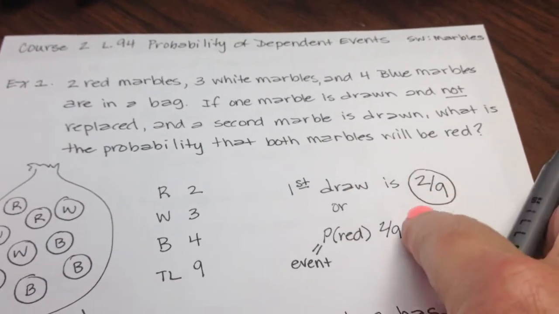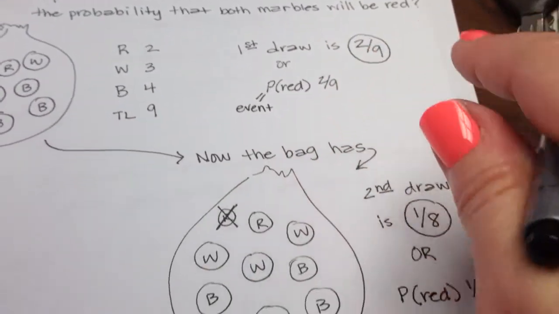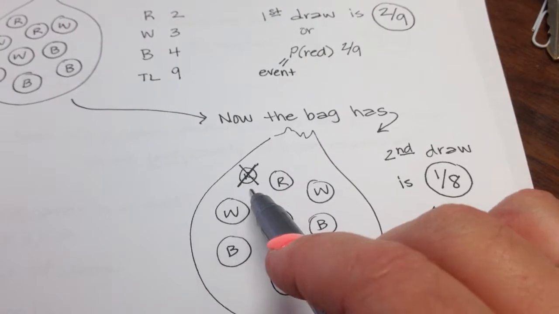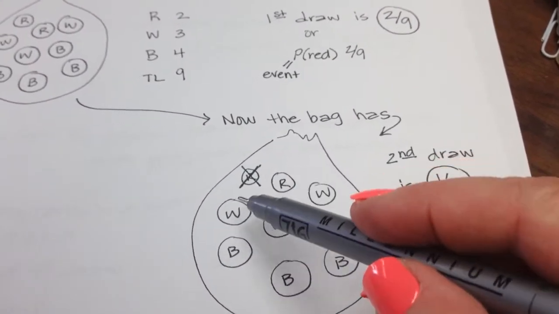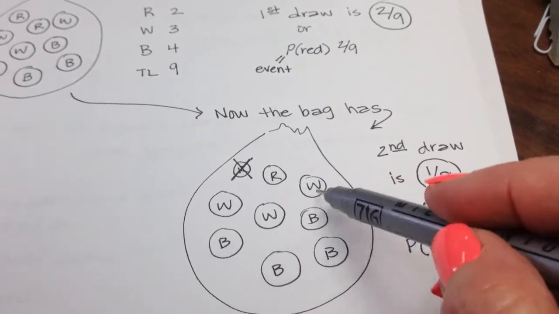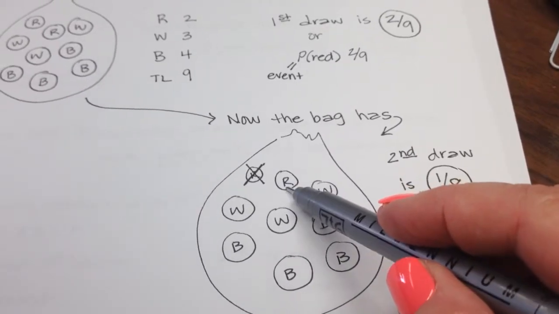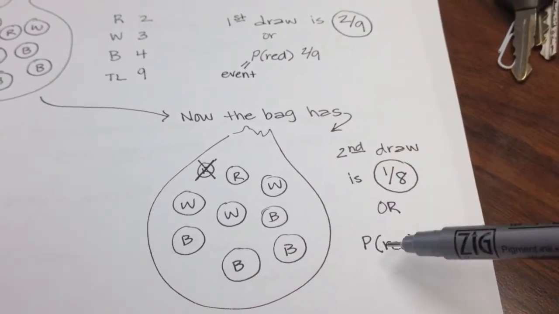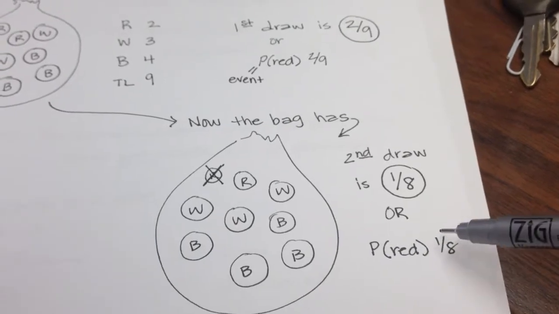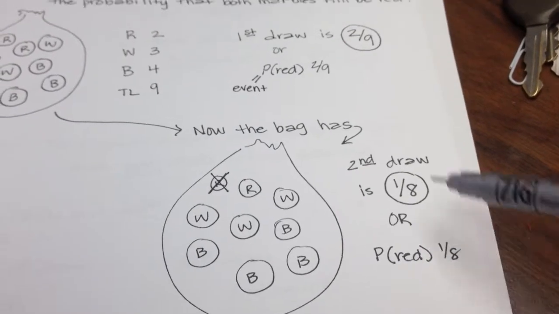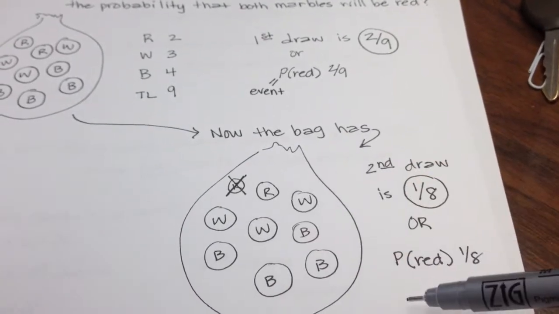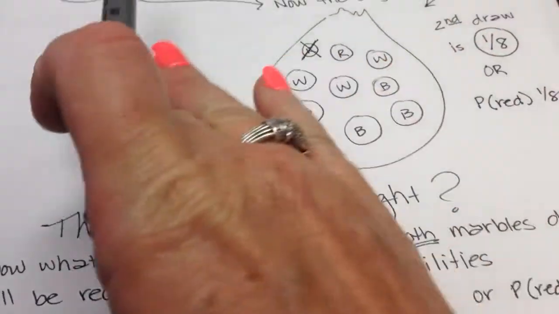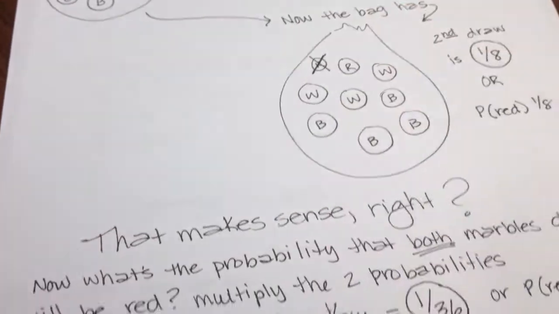Now, I'm not putting that marble back. So I've taken that marble out. For the second draw, how many do I have total? 1, 2, 3, 4, 5, 6, 7, only 8. And I only have 1 red marble left. So the probability of red is 1 out of 8. See, it's no longer out of 9 because I did not put that marble back. So far that makes sense, right? Yes, Mrs. Van Zalen, it does.